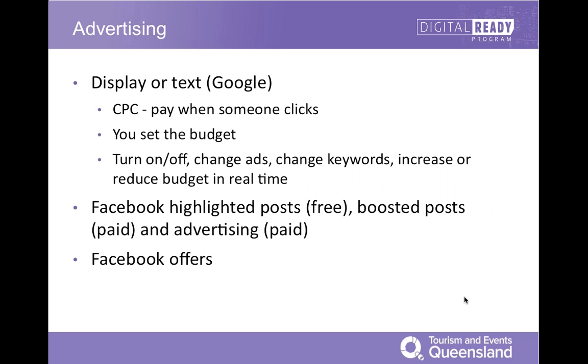Now, you can do display on Google as well, which is a bit of a smaller proposition than the major publishers. And what happens if you're not familiar with what we call AdWords, display or text advertising? It's what we call a CPC model, a cost per click model. So you will only pay when someone actually clicks on your ad. So you will not pay to have your ad displayed.